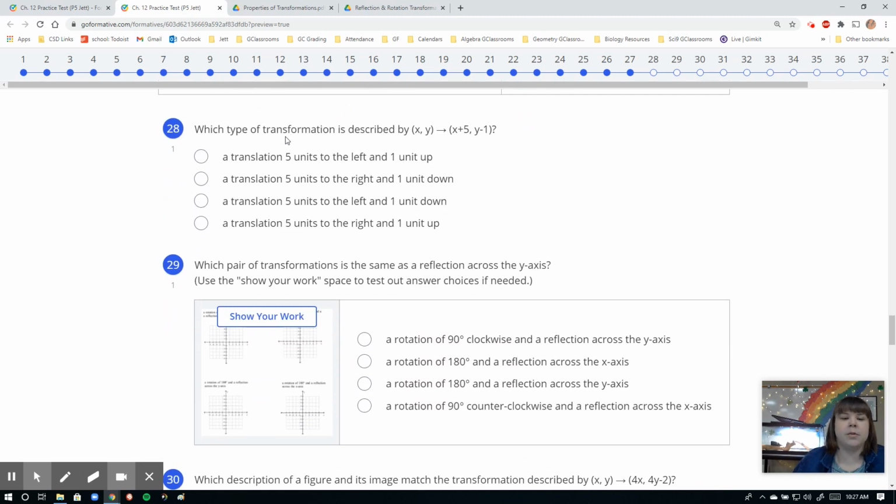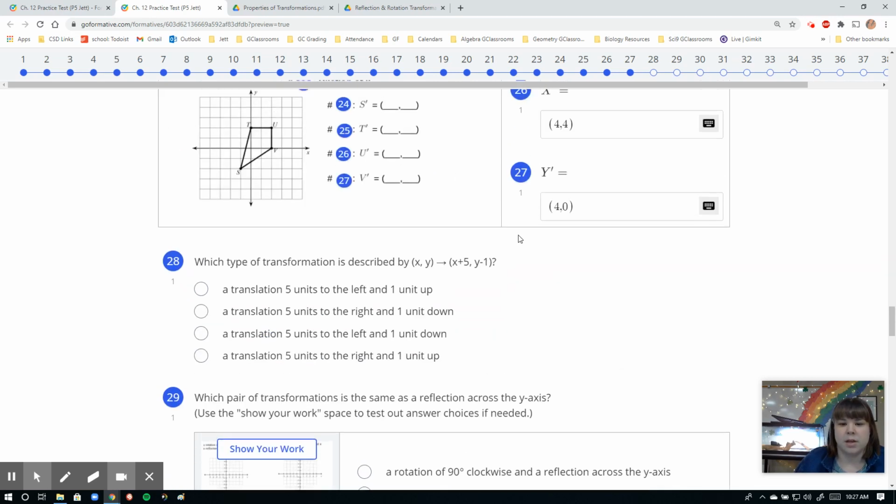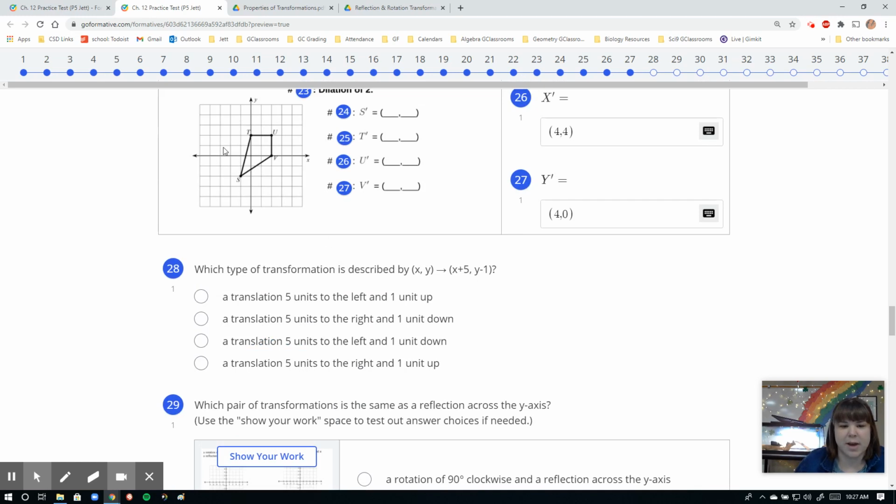28 says, which type of transformation is described by x, y maps to x + 5 and y - 1? So we need to figure out, okay, what does it mean when we have x + 5? And what does it mean when we have y - 1? So one way to do this is by using a coordinate grid and figuring out, okay, what happens if we add 5? Do we go to the left or to the right? And what happens when we do -1? Are we going to go up or are we going to go down?